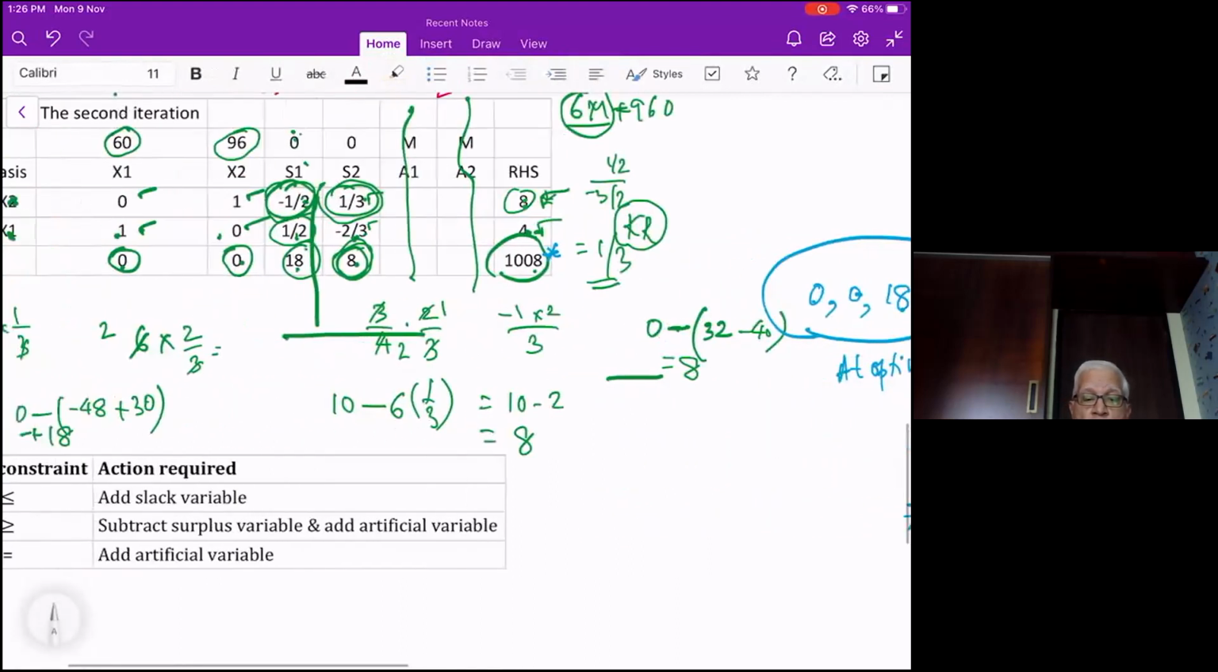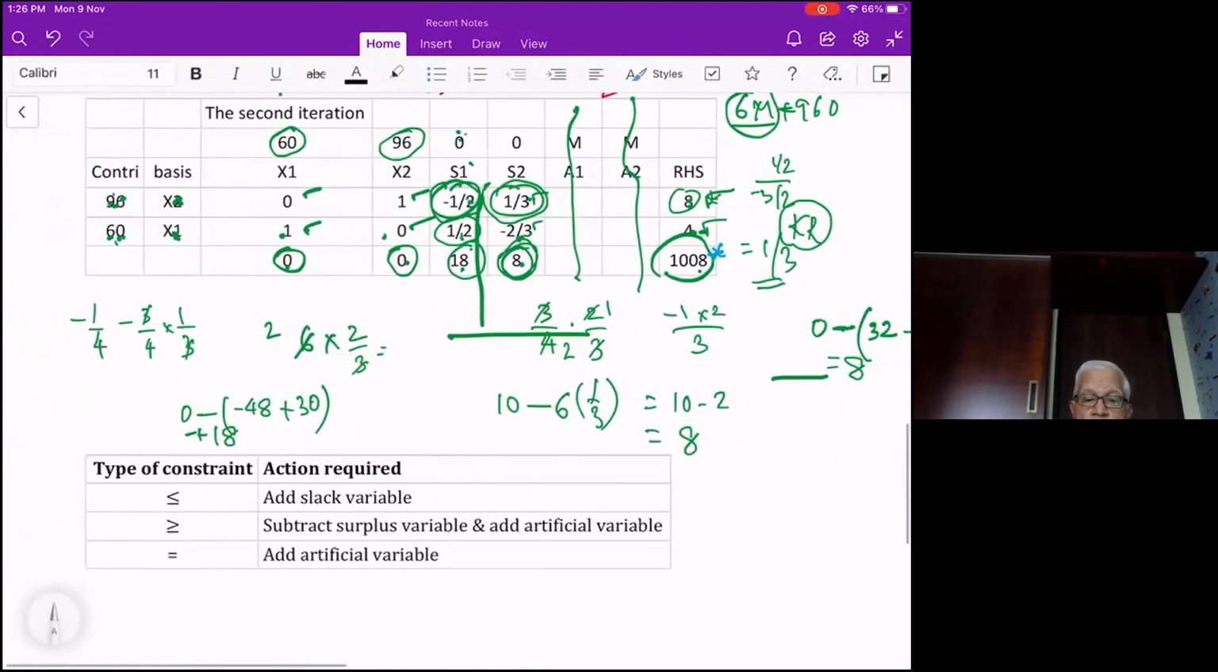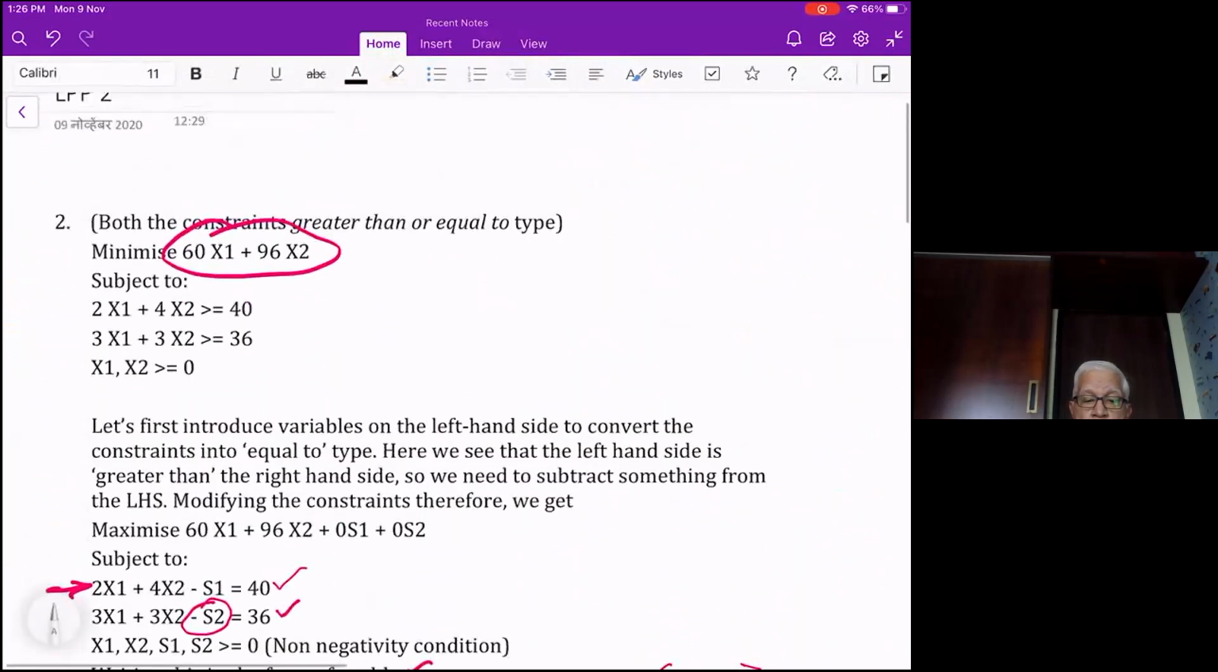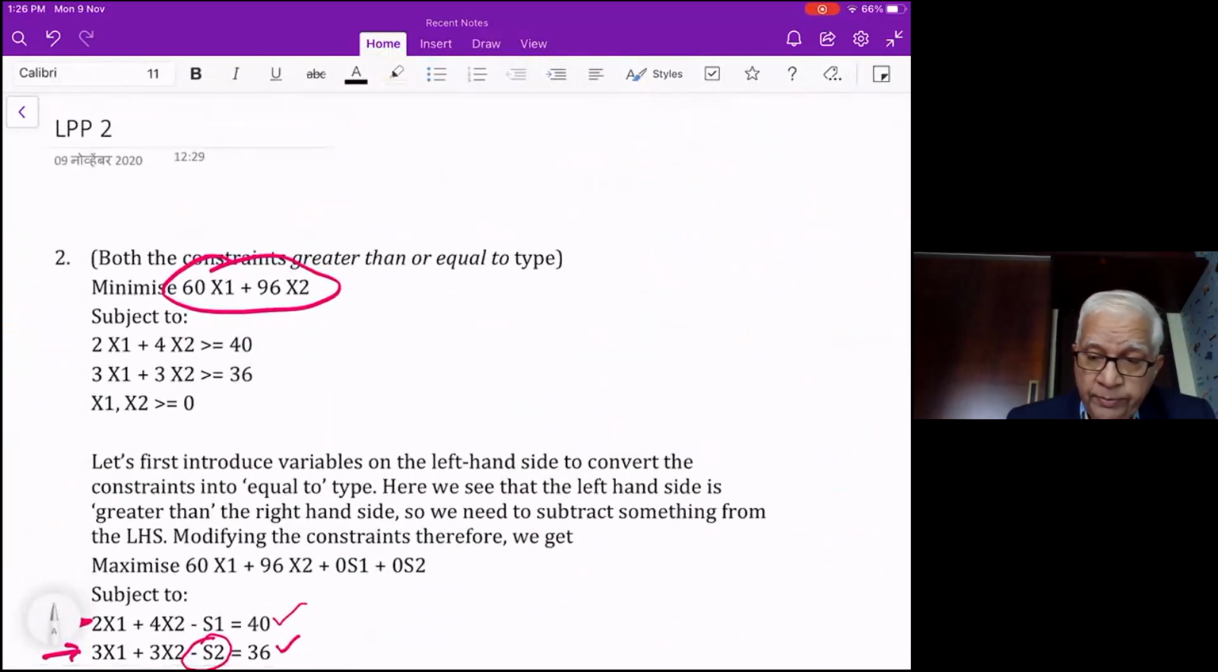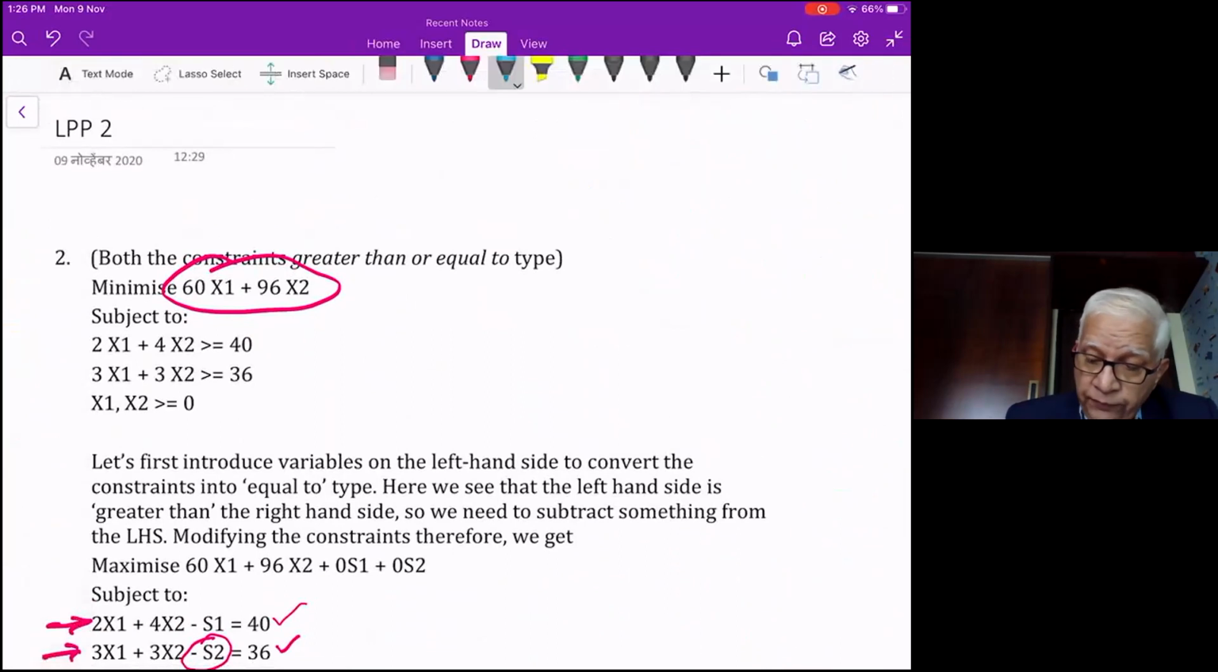So now I'll go to the original problem. This is the original problem. Now the values are x1 is equal to 4, x2 is equal to 8. These are the values of the variables at optimality. Like see over here in the first constraint, put x1 is equal to 4 and x2 is equal to 8. x1 is equal to 4, that means 2 into 4 is 8.